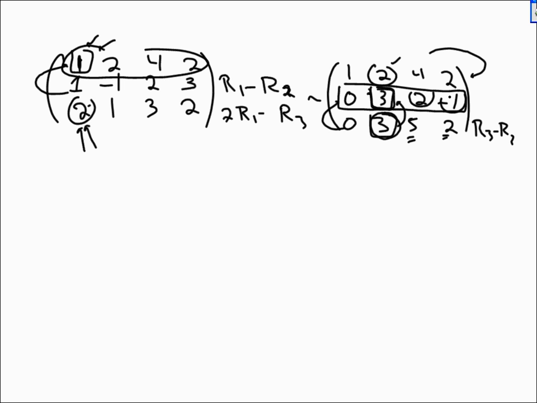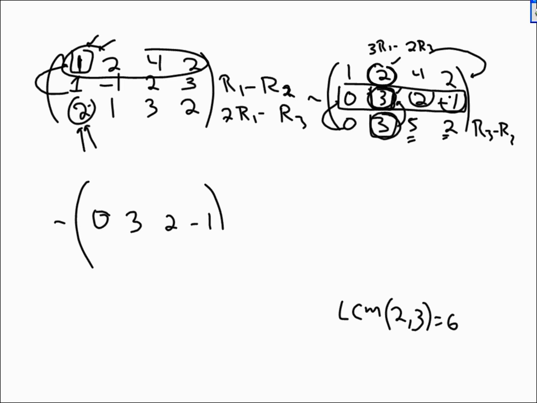I have a 2 and a 3. The least common multiple of 2 and 3 is 6. So I need to triple row 1. That'll put a 6 here. I need to double row 2. That'll put a 6 there. And I need to subtract. I didn't write any statement by row 2, so I just copy it down. What is 3 times row 1, and what is 2 times row 2?